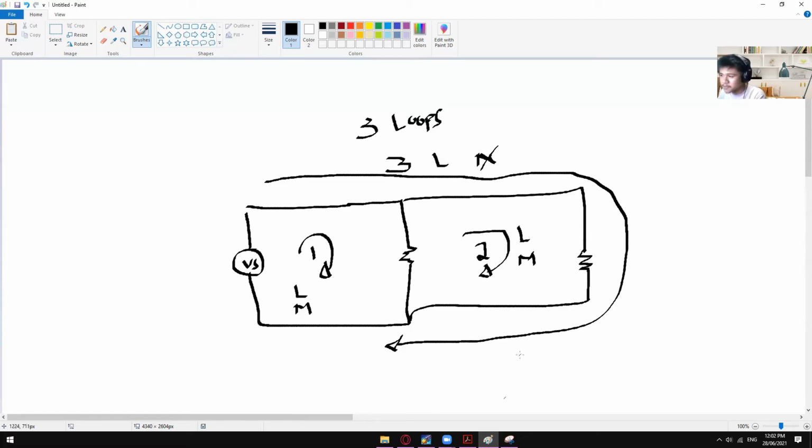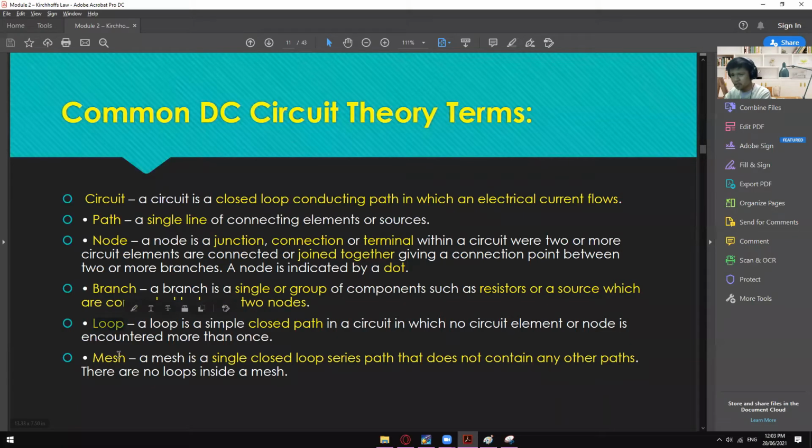Are we clear with this so far when it comes to loop versus mesh? All right, yes, sir. I hope you won't get confused when it comes to the definition of loop versus mesh.